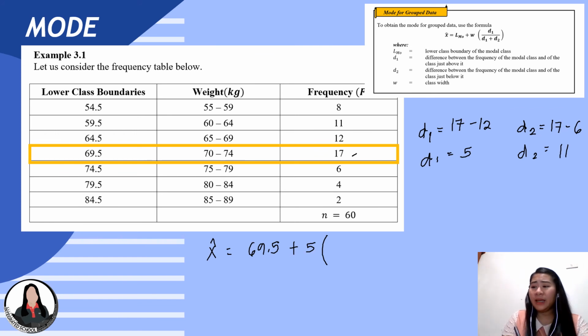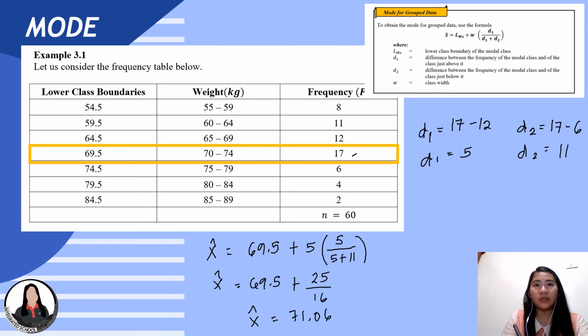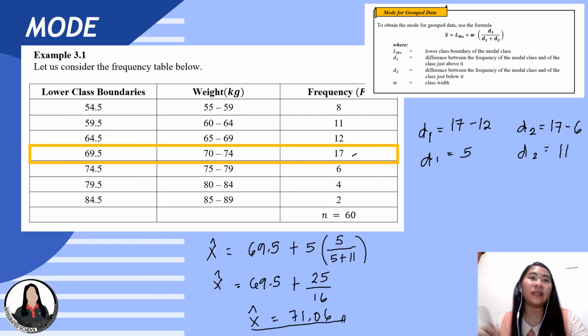Okay? And then, let's proceed. Okay, so D sub 1, that is 5 all over 5 plus 11. Okay. And then, let's simplify. That's 69.5 plus 25 all over 16. Okay? And then, simply, our mode is 71.06. So, as simple as that, makukuha na natin ang mode for our grouped data.